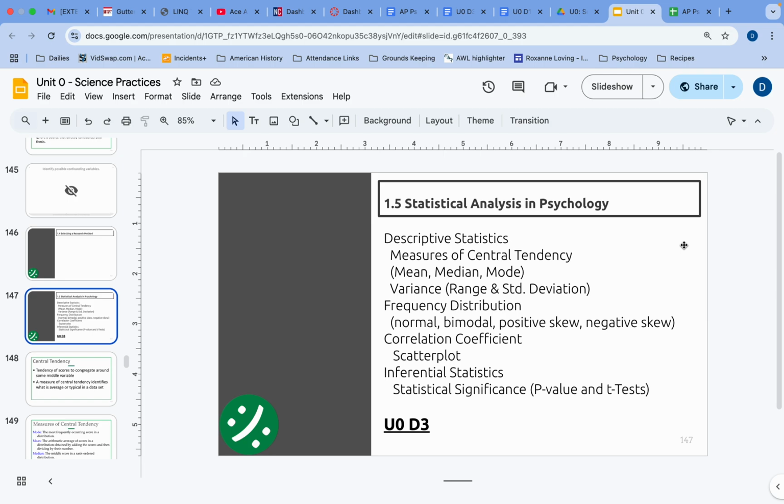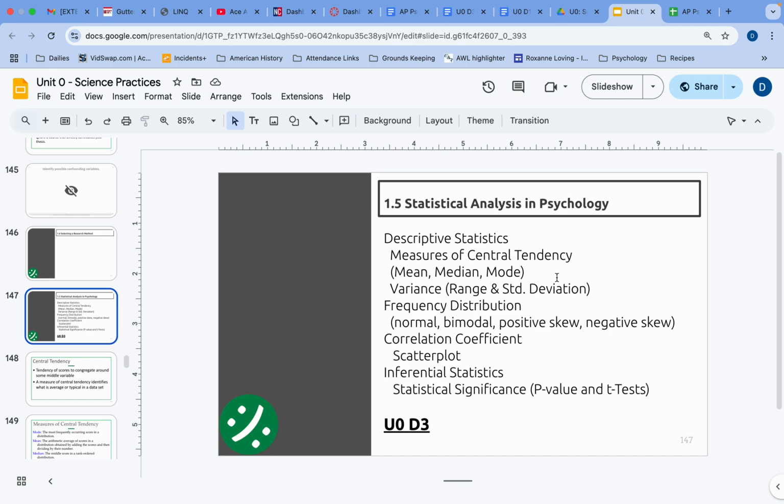The main aspect here is measures of central tendency, just trying to find out what the overall average is for a data set. And depending on the type of data set that we see, that'll determine which of these three versions of central tendency or average is most appropriate. Again, the mean is your standard mathematical average. You add up all the values and divide by the number of values you have.